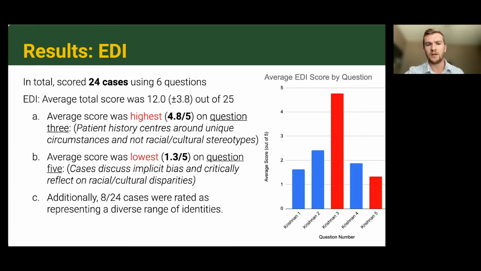However, the average score was the lowest, at 1.3 out of 5, for the 5th question, which asks whether cases discuss implicit bias and critically reflect on racial or cultural disparities.